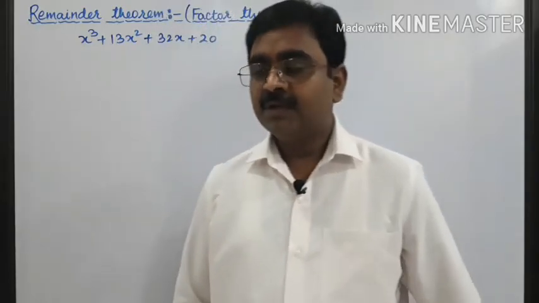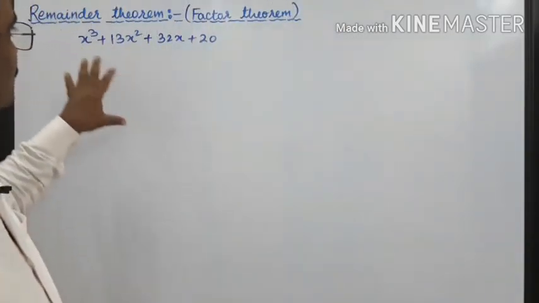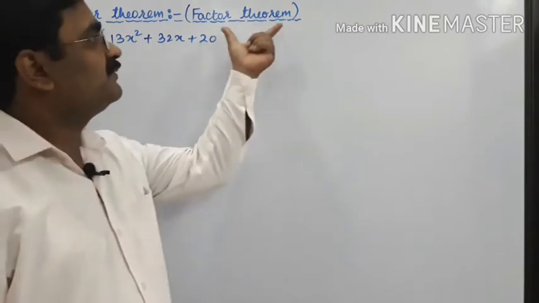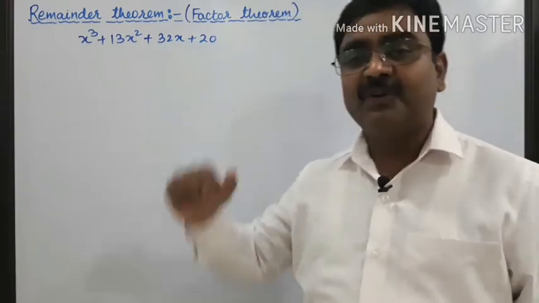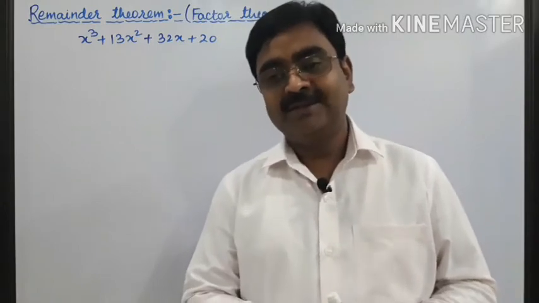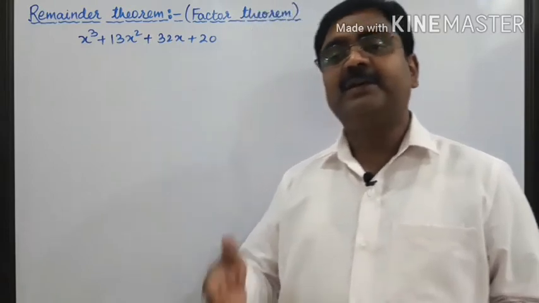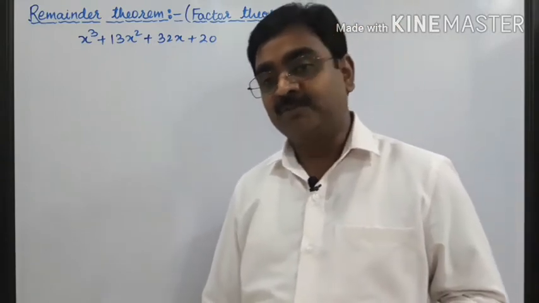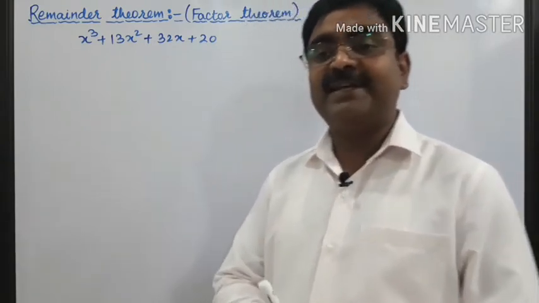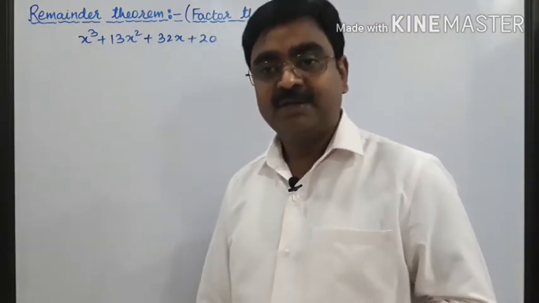Okay friends, so now we are going to learn the remainder theorem, or you can say factor theorem, right? For this factor theorem or remainder theorem, we have taken an example of a cubic polynomial. You can apply it to a quadratic polynomial also, and you can apply this method to a biquadratic polynomial also. Here I have taken one example as a cubic polynomial, right? So how to factorize with this factor theorem or remainder theorem, this procedure you have to see, right?